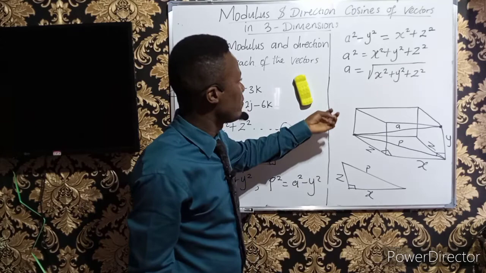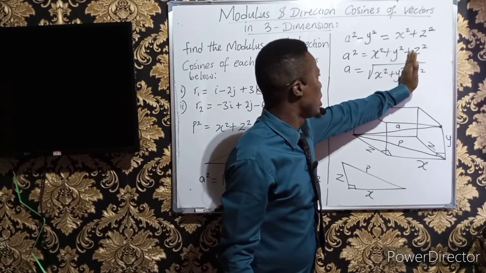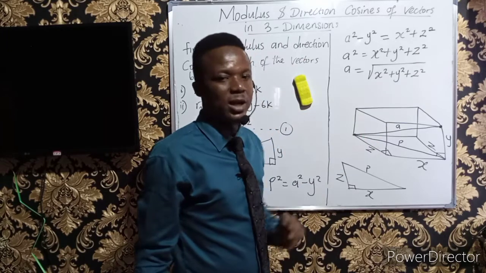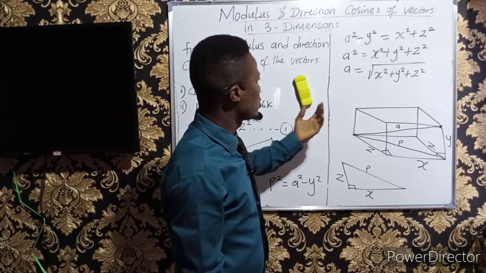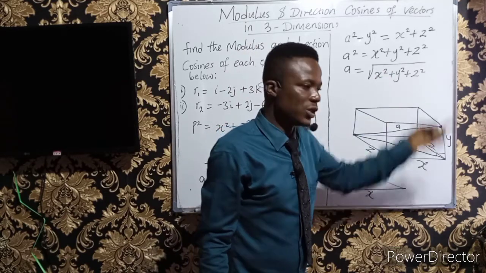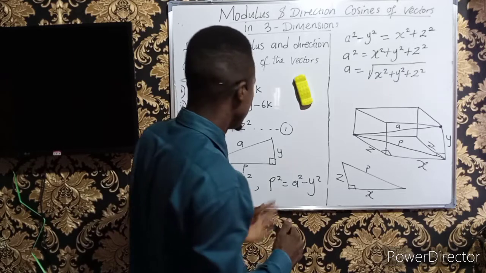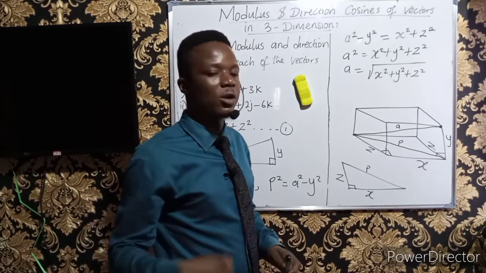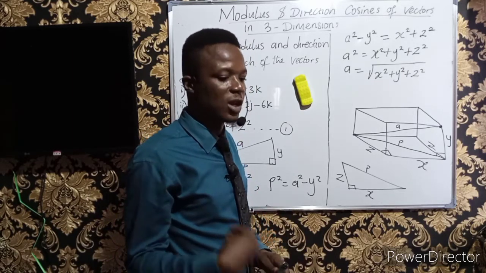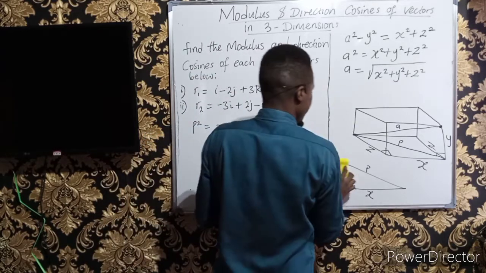Unlike the magnitude of a vector in 2 dimensions we talked about, where we normally stop at y squared because it is in 2 dimensions, now that it is in 3 dimensions, you're going to take the x squared, the y squared, and also the z squared. That's how to get the magnitude of vectors in 3 dimensions. Also, we have what we call the direction cosines of vectors in 3 dimensions. So let's take a look at the direction cosines.